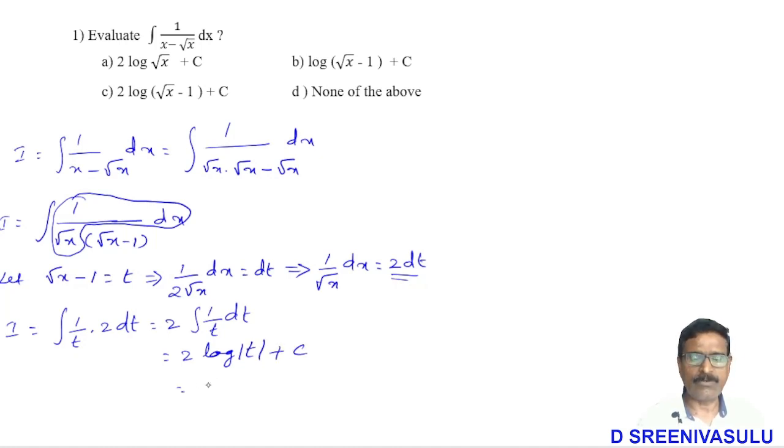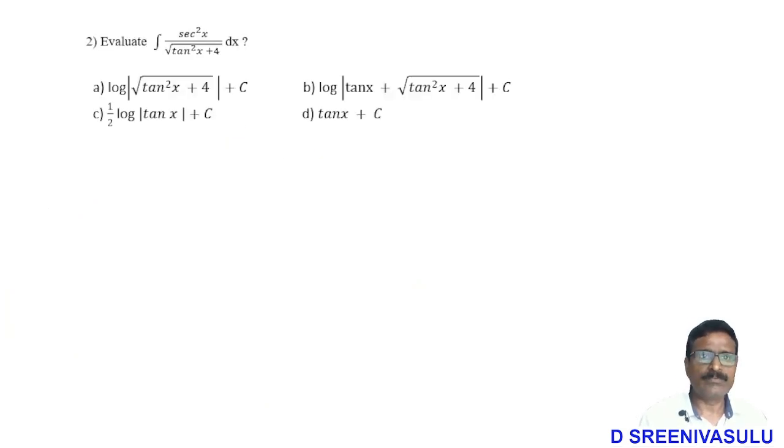This is equal to 2 times log, what is the t value? Root x minus 1. So 2 log of root x minus 1, plus c. Because log always takes positive values, that's why we write root x minus 1 plus c. Which option is correct? Option C is correct.